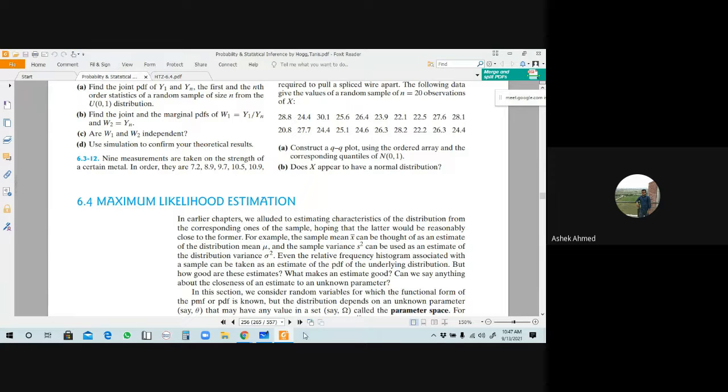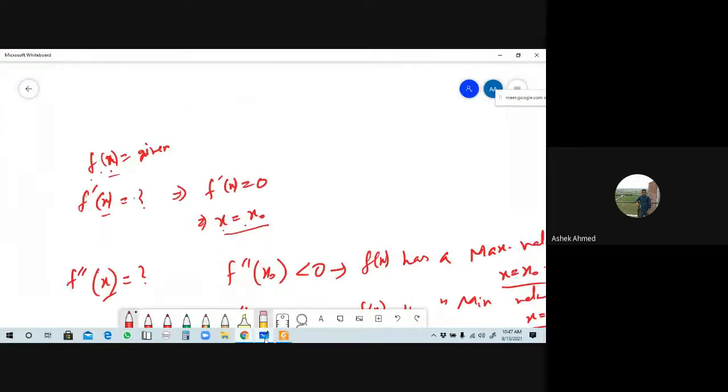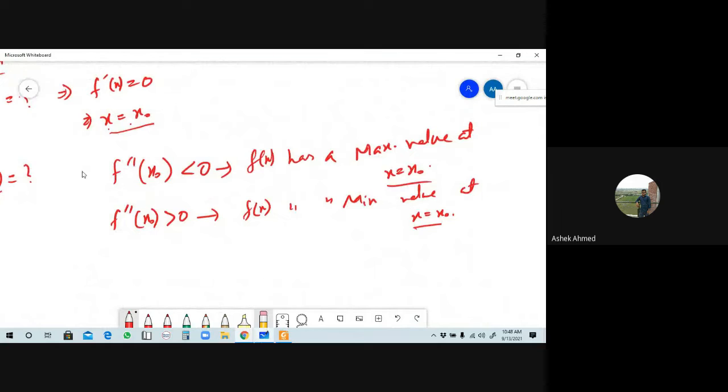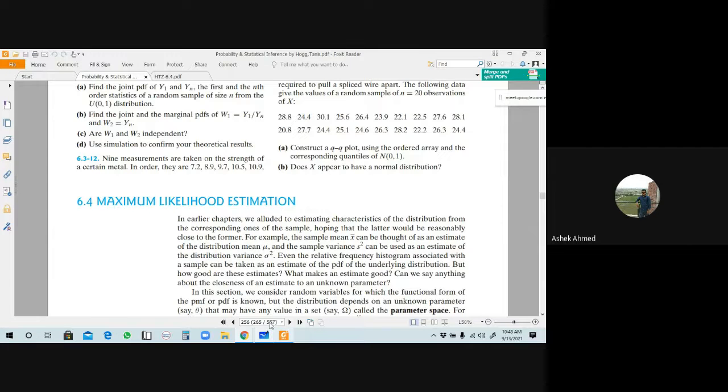Tell me, how can we use this concept? To find the maximum value, which concept should we apply, the first concept or the second concept? The first, okay? That will be satisfied. If this condition is satisfied for this type of function, then we can say that point will be called the maximum likelihood estimate.